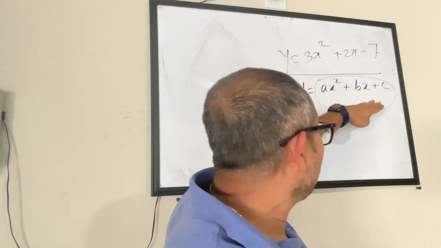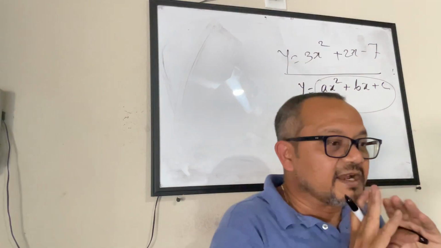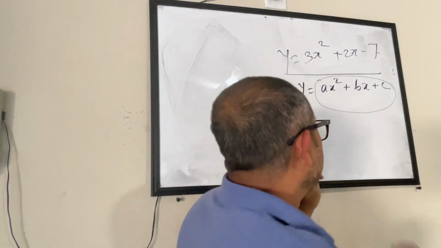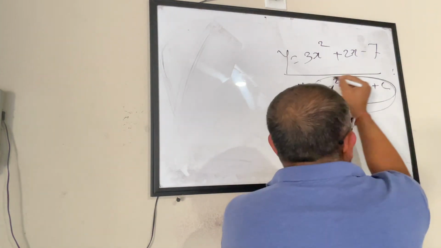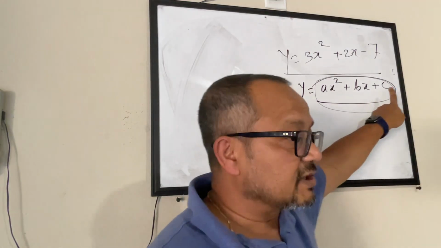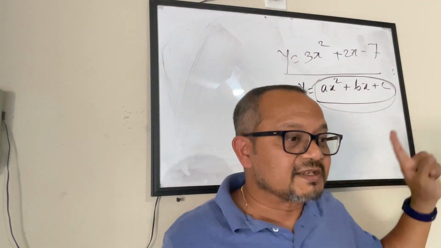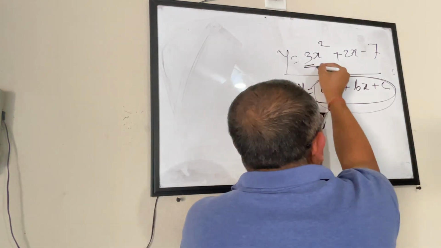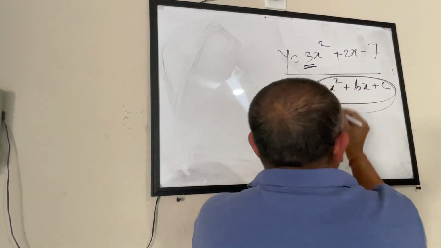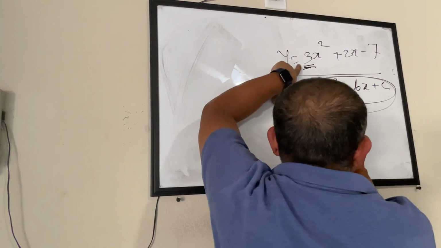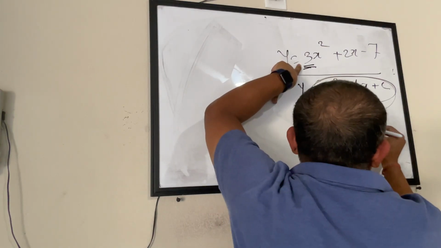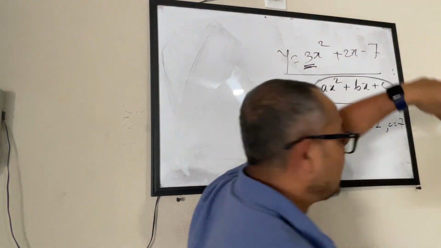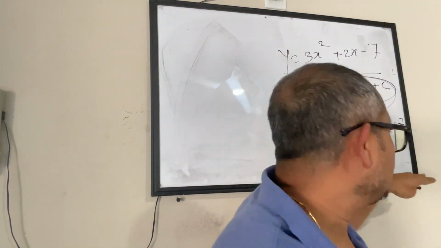So, if I have a quadratic equation, I will always try relating that with the standard form of the quadratic equation. And the standard form of the quadratic equation is like this: ax square plus bx plus c. My easiest catch is I look at the coefficients. Here, what is the value of a? It is 3. What is the value of b? It is 2. What is the value of c? It's minus 7.